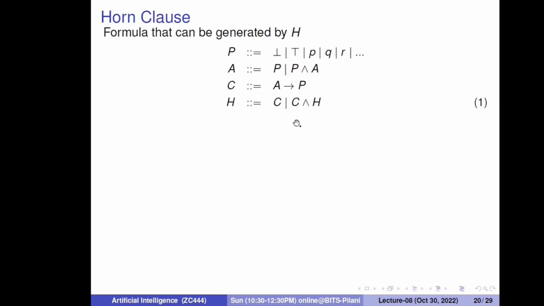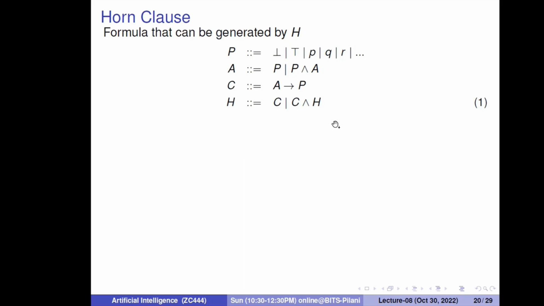Now I wanted to tell you a very interesting and very important thing, which is called the Horn clause. Horn clauses are very important in the sense that there could be a clause, and there could be a Horn clause.